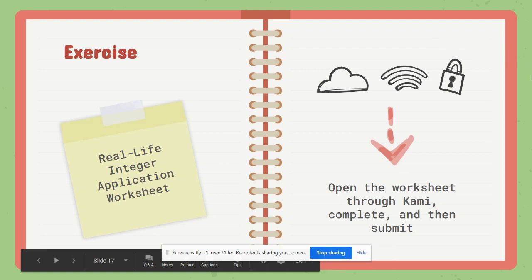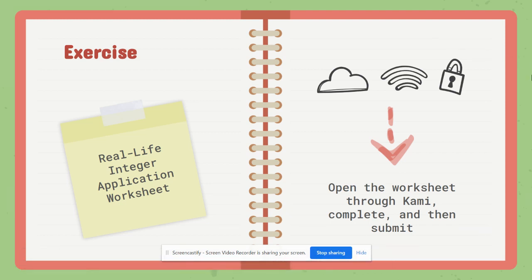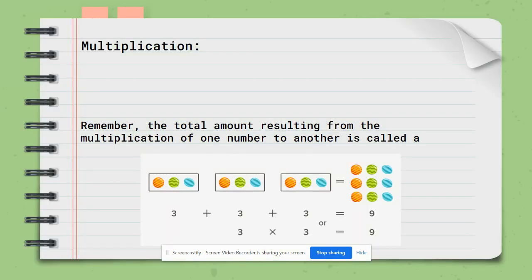At this point in time, you should have opened the real-life integer application worksheet, completed it, and submitted it through Schoology. Now we're going to continue defining our vocabulary words for integer operations.